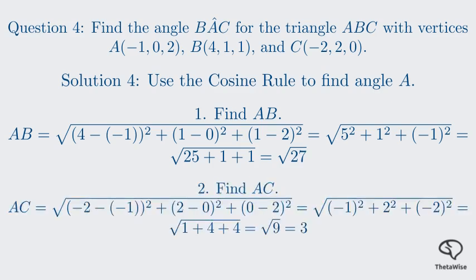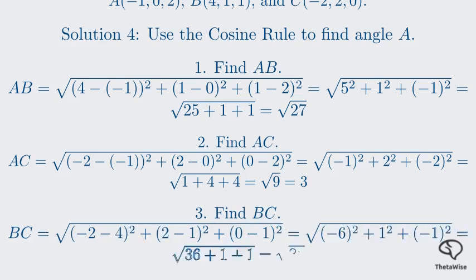The length of AC is the square root of negative 1 squared plus 2 squared plus negative 2 squared, which is the square root of 9, or simply 3. The length of BC is the square root of negative 6 squared plus 1 squared plus negative 1 squared, which is the square root of 38. Now we can apply the cosine rule for angle A.